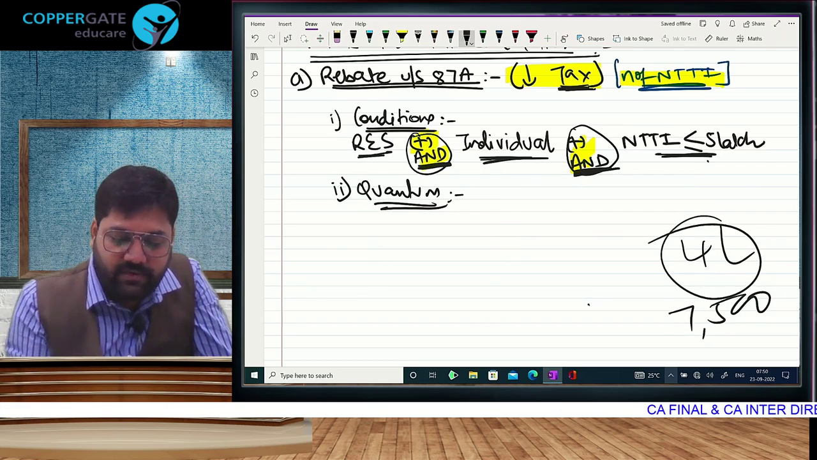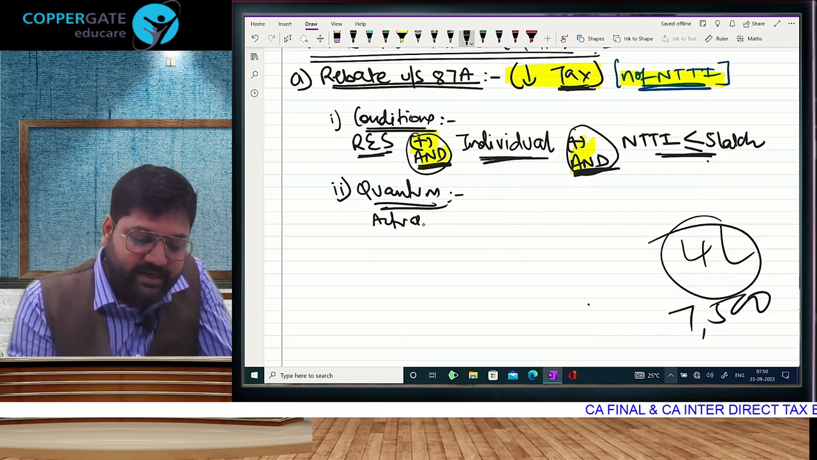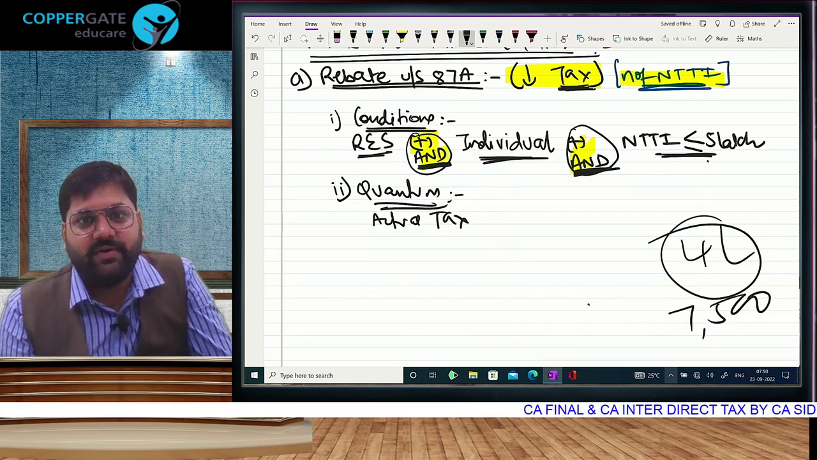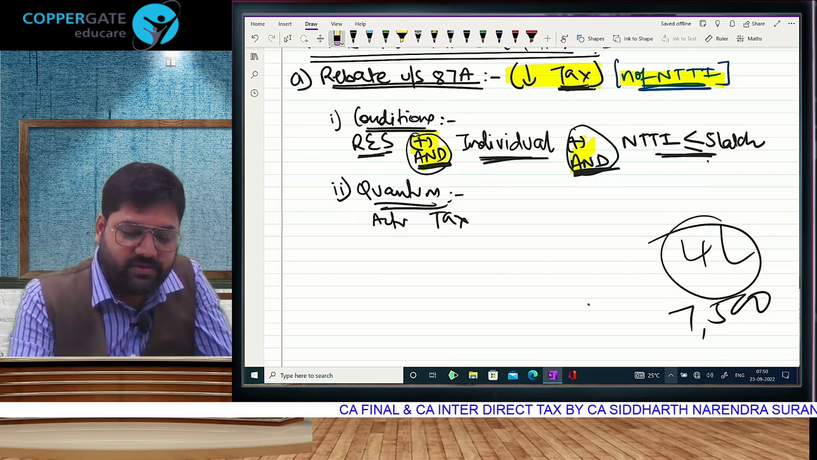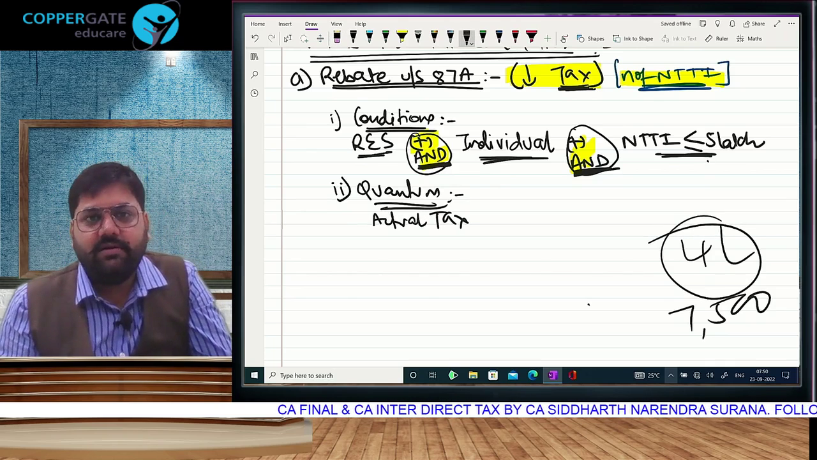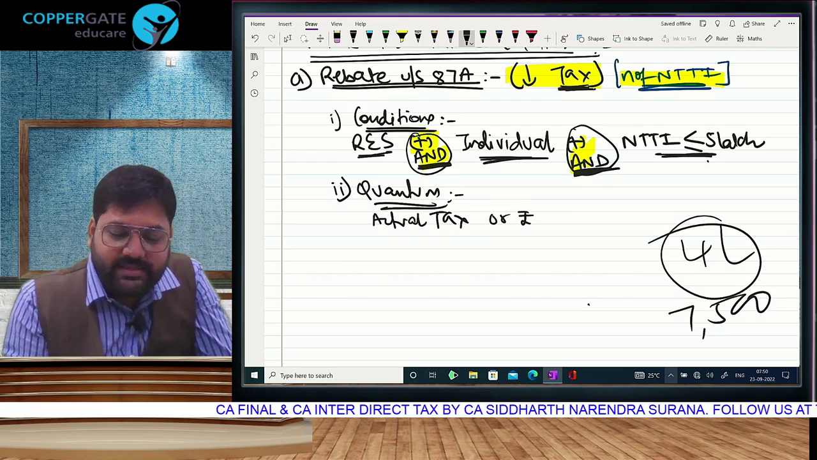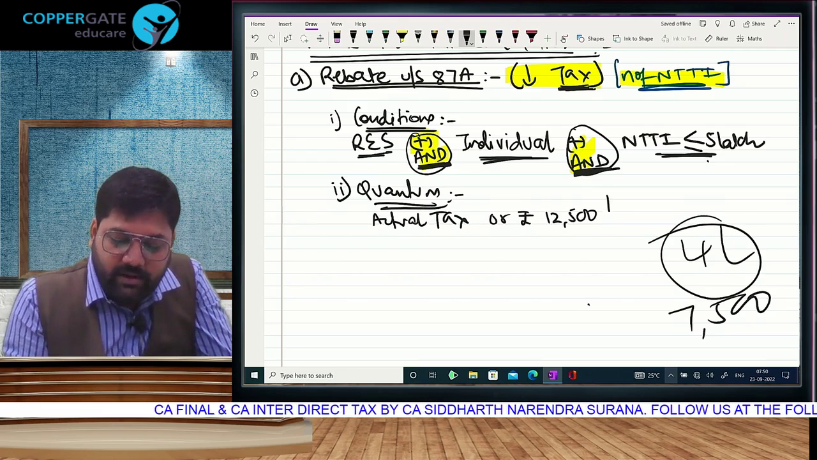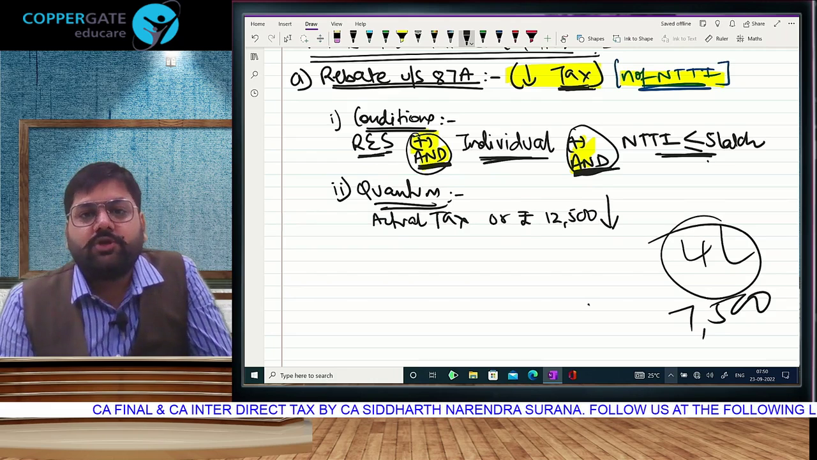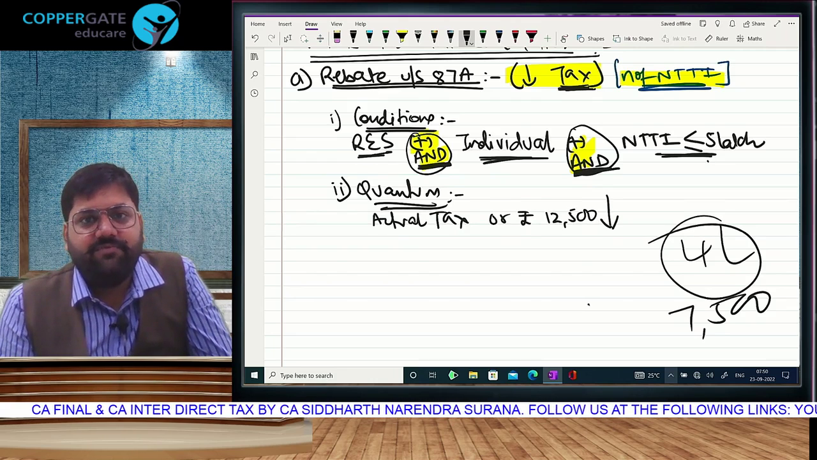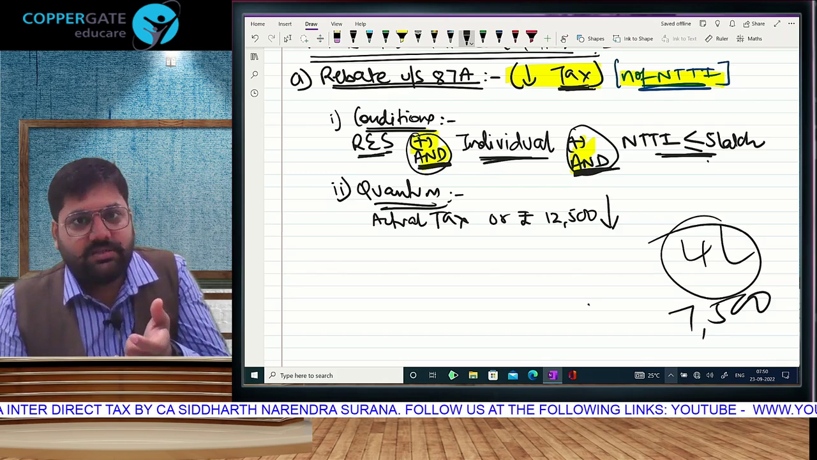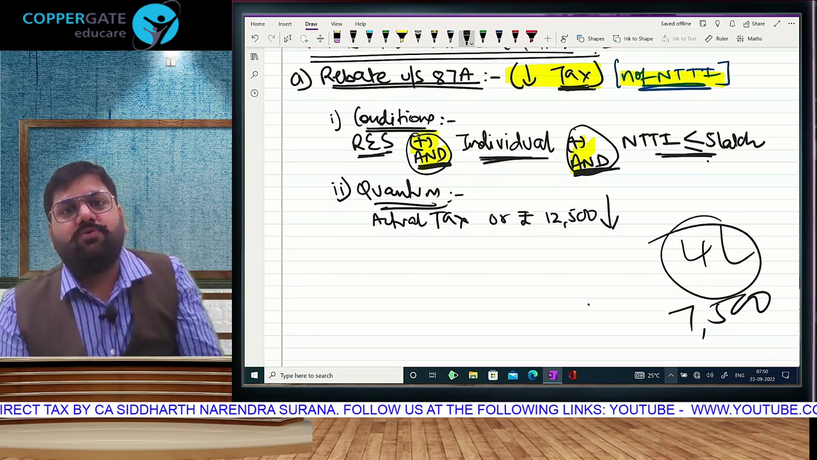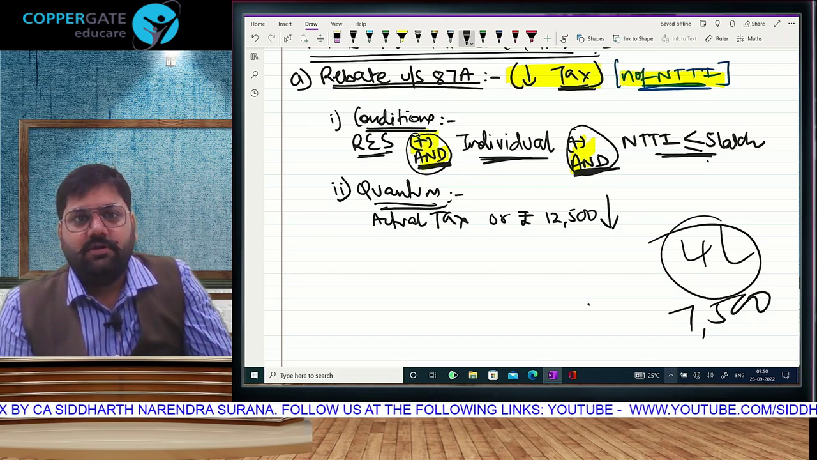What is the quantum of rebate? The actual tax that you have calculated. That you have to calculate first. First calculate basic tax, then think about rebate. What is our actual tax? 7,500 or rupees 12,500, whichever is lower. Actual tax or 12,500, whichever is lower. In other words, maximum rebate equal to 12,500. You can put it like that also.